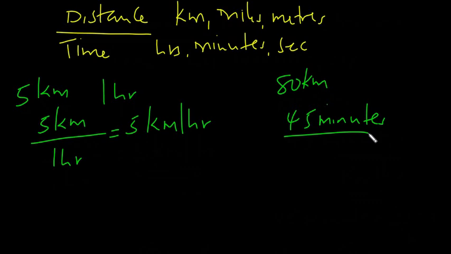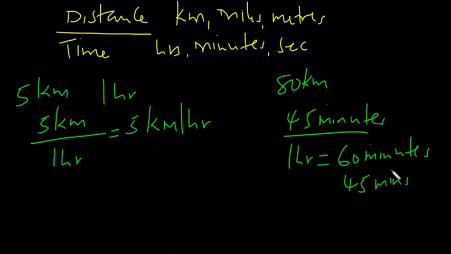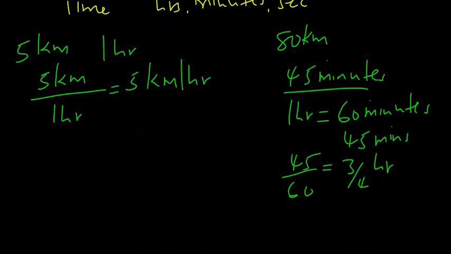So if in 1 hour there are 60 minutes, or 1 hour is made up of 60 minutes, what about 45 minutes? We need to divide 45 by 60. Let's simplify this. This will give us 3/4 of an hour. So 45 minutes is equivalent to 3/4 of an hour.